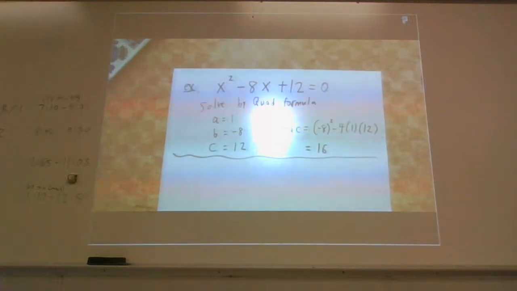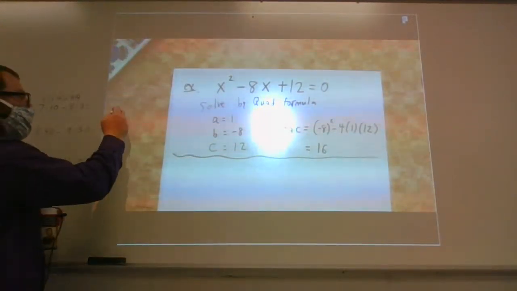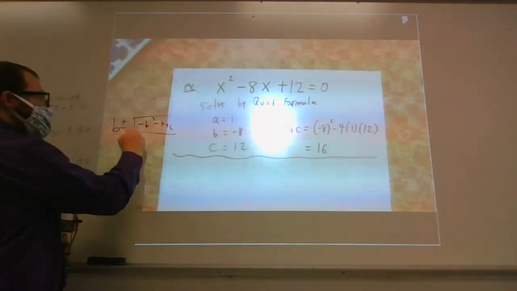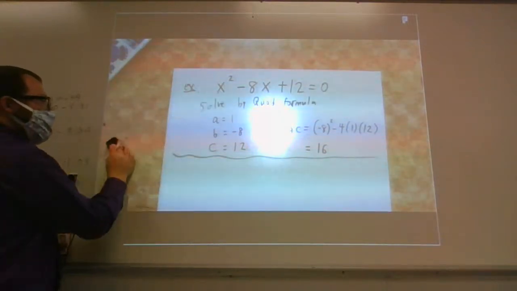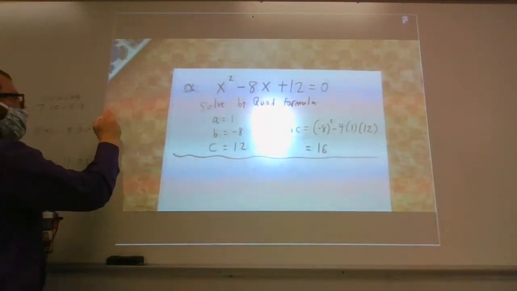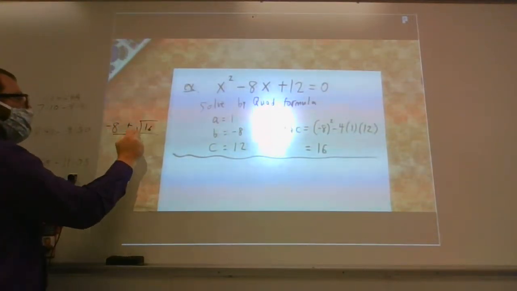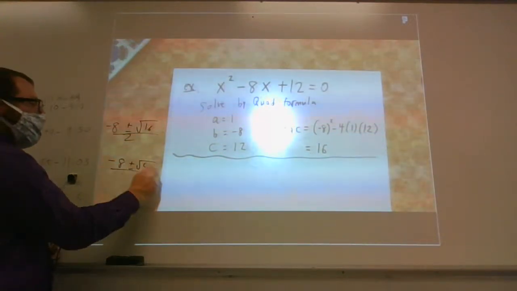A lot of people end up messing up several things. Let me show you what people mess up first of all. I've seen people do this. I'm like, no, that negative doesn't belong there, it belongs there. I've seen people do this, where they're like, okay, negative 8 plus or minus the square root of 16 over 2. And then this is like negative 8 plus or minus the square root of 4 over 2.